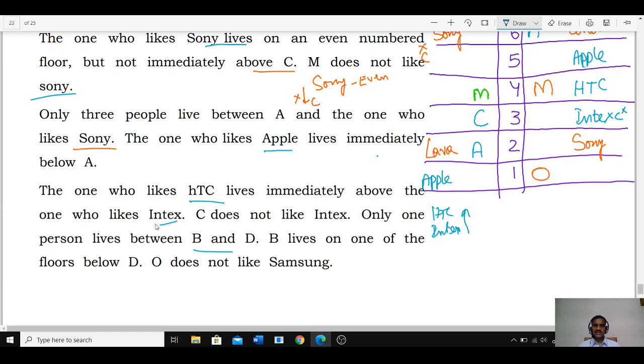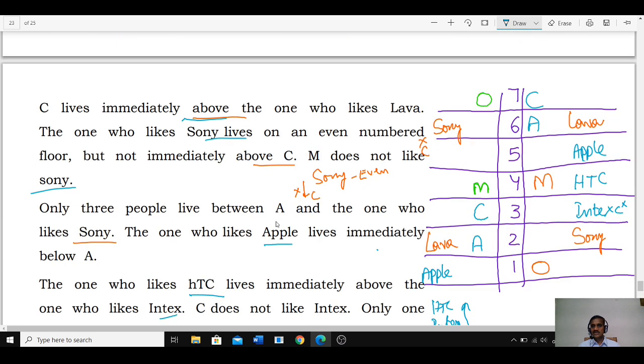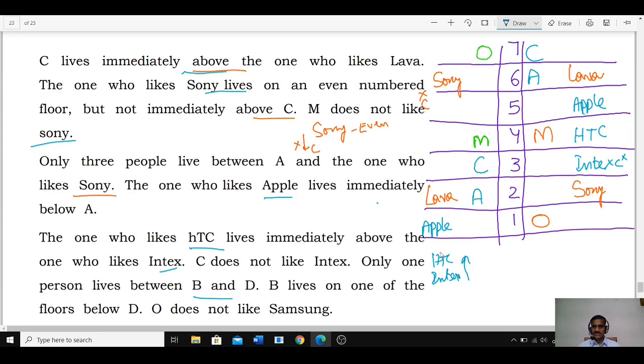The one who likes HTC lives immediately above the one who likes Index. HTC is immediately above Index, isn't it? HTC immediately above Index, here HTC Index. And C does not like Index. As C does not like Index, this is HTC and this is Index. One person between B and D. Between B and D, one person, here it is not at all possible. This case is completely ruled out.